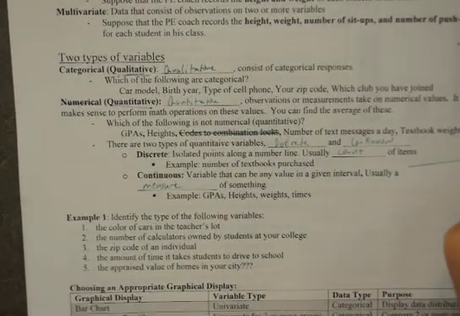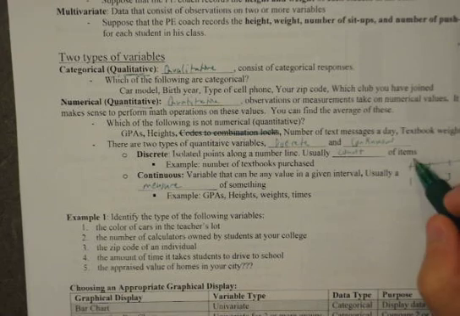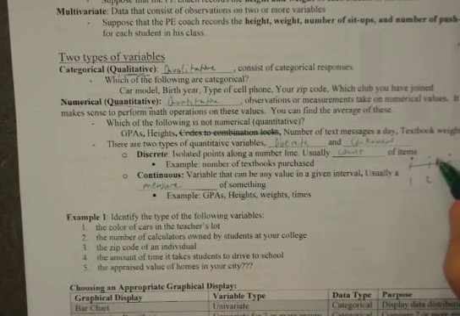Whereas discrete, you could have one item, you could have two items, you could have three items, you could have four items. Continuous, you could be 2.5 feet tall, I guess, for a baby.